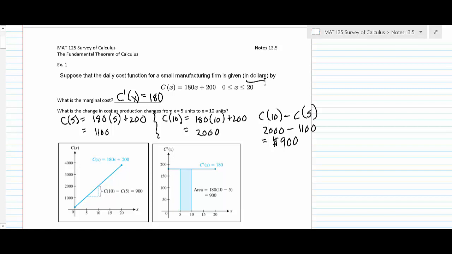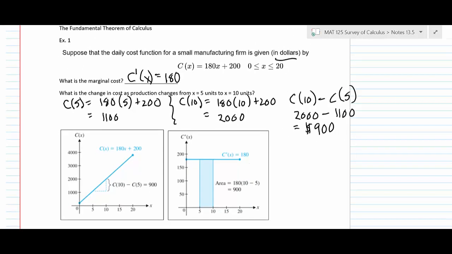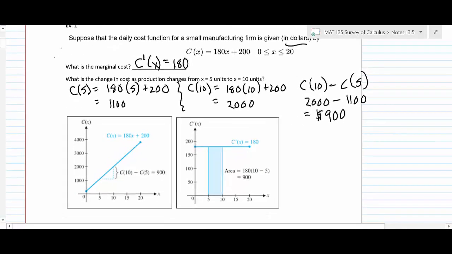Okay, so what I'm going to show you is the graphs. The graphs were kind of nice, so I just copied these out of the book. So what I have here in this graph is the graph of the cost function. And that's a line, okay? It's got a y-intercept of 200, okay? Then it's sloping upwards by 180. And then what we just found was that change in cost like that. So we're looking at this function value there and that function value there. That's the change in cost, is what we just did.